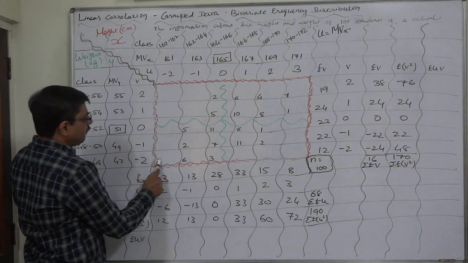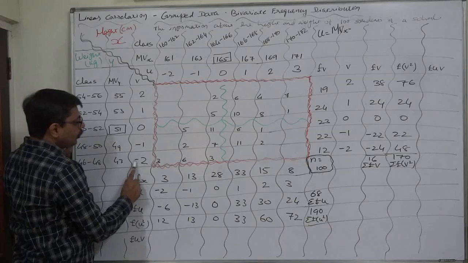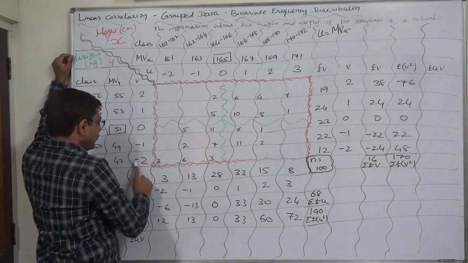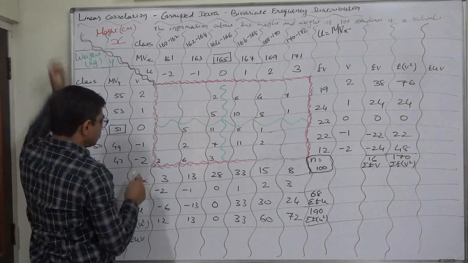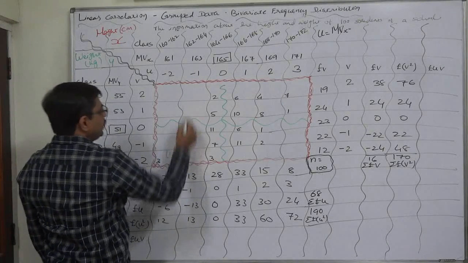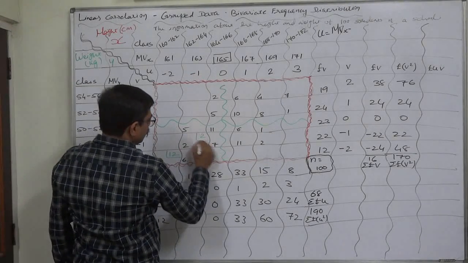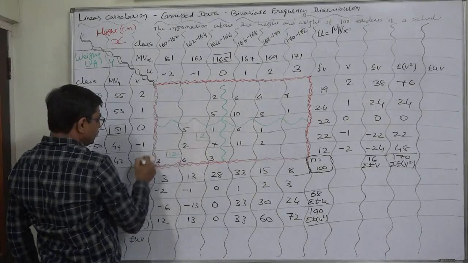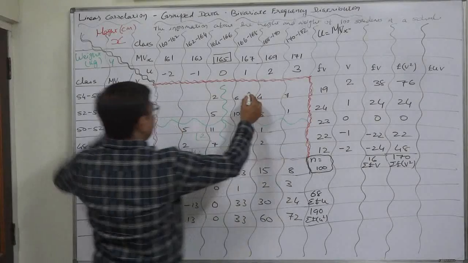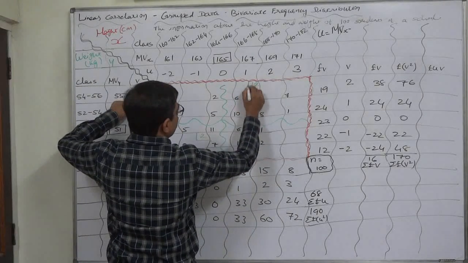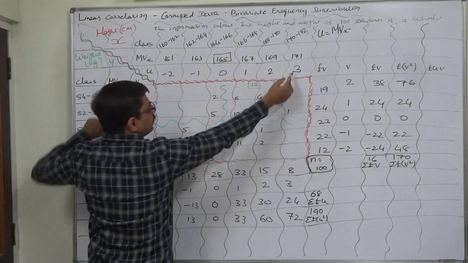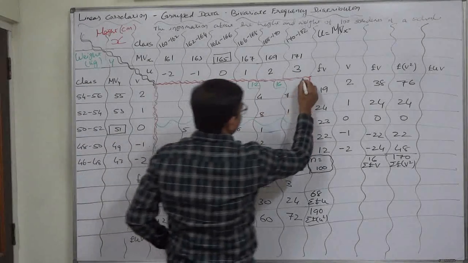First of all here, f into u into v. 3f into minus 2 u into minus 2 v. 3 into minus 2 minus 6 into minus 2 positive 12. 2 into minus 1 minus 2 into minus 1 2. 6 into minus 1 minus 6 into minus 2 12. Here 6 into 1 6 into 2 12. 4 into 2 8 into 2 16.